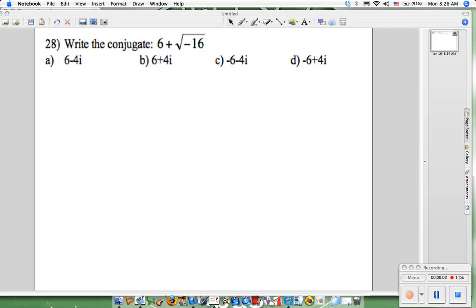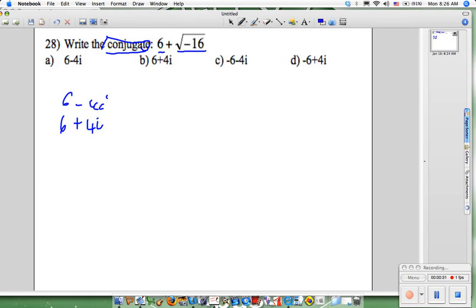Number 28 says, write the conjugate of 6 plus square root of negative 16. So, let's remind ourselves what a conjugate is. For example, if we have 6 minus 4i, what's the conjugate, Trina? 6 plus 4i. Okay. We're basically taking the opposite of the last number.